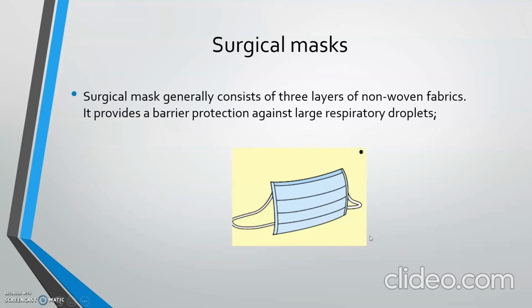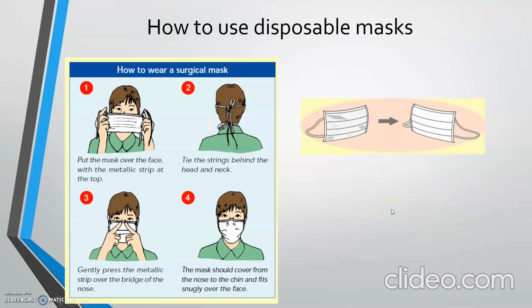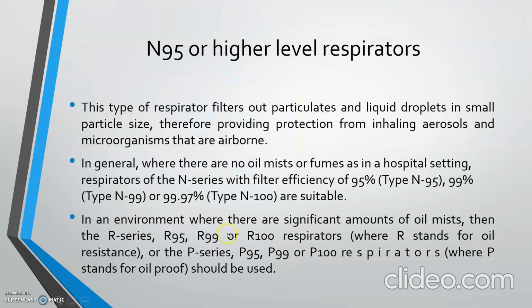So we look into one by one. Surgical mask generally consists of 3 layers of non-woven fabric. It provides a barrier protection against large respiratory droplet. So this is how to use disposable mask. First, you must put the mask over the face. Tie the string behind the head. Gently press the metallic string over the bridge of nose, and the mask should cover from the nose to the chin and fit snugly over the face.